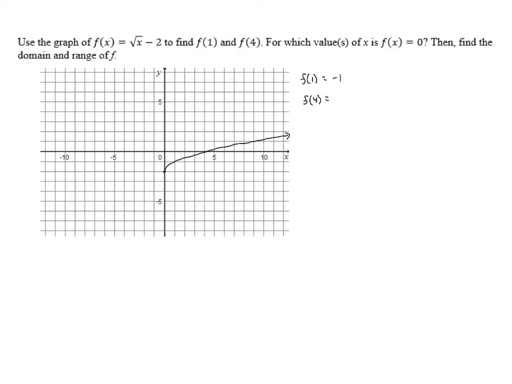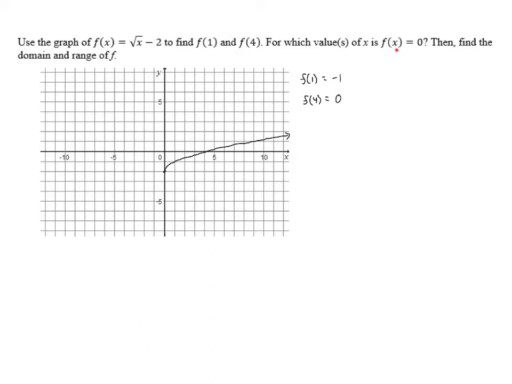Similarly, to find f of 4, we look for 4 on the x-axis, and we look to see what point on the graph has an x-coordinate of 4, and we can see it's right here. This is actually the intercept, and so the y value here is 0. That means f of 4 equals 0.